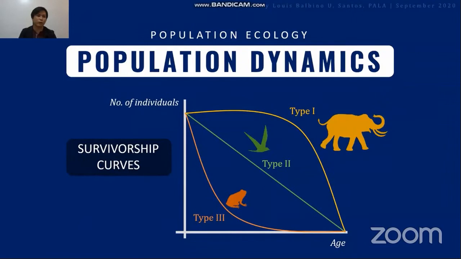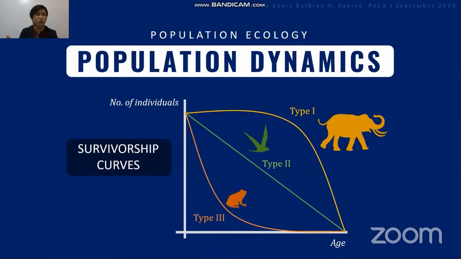There are three types of survivorship curves. First, type one is the slow and steady growers, those who care for their young rather than spray and pray, which is type three, like frogs that reproduce by laying lots of eggs and most of them will die. Yes, sad truth of nature, but most of those eggs will die, but at least some of them will survive and those will pass on their, let's say, stronger genes because they survive.